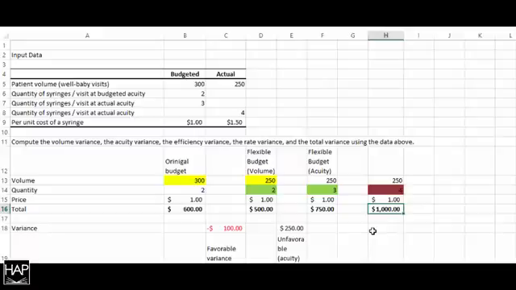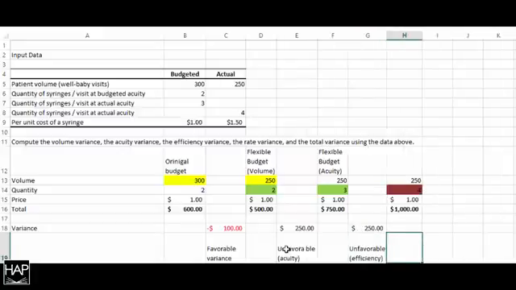So in order to calculate the variance here, we're again going to take the newly budgeted amount of $1,000 and subtract that from what we thought only cost $750. So here there's another unfavorable variance, but this time it's due to efficiency, not acuity. So it goes one step further.